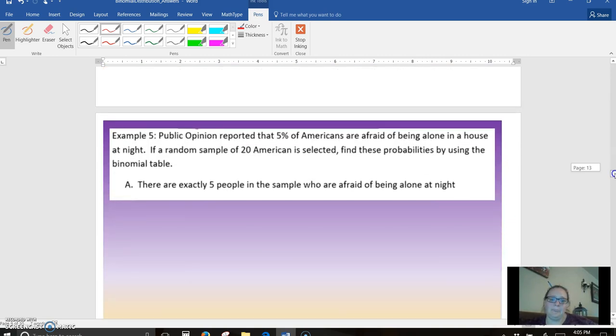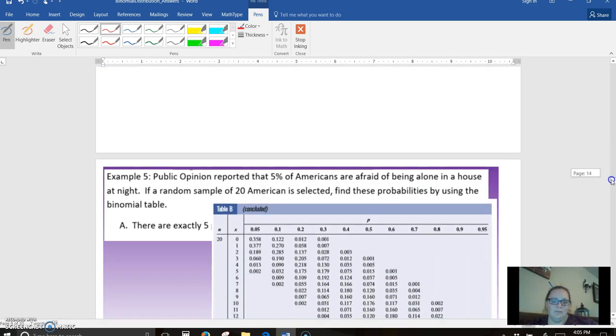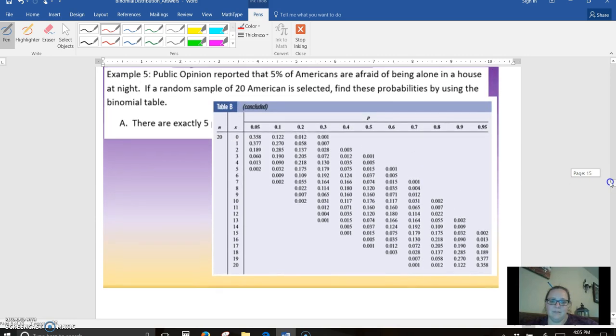Do another one. Public opinion reported that 5% of Americans are afraid of being alone in the house at night. If a random sample of 20, find the probability that there's exactly 5. All right, and then p was 5%, the same as 0.05. So 20 and 0.05, and I'm going to look that up in my chart.